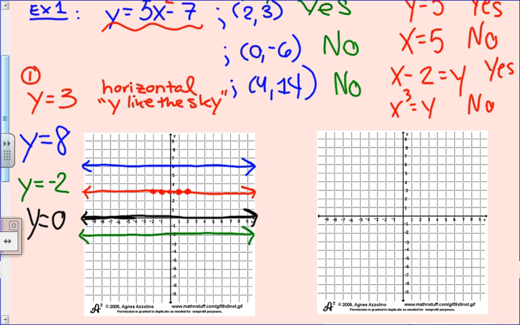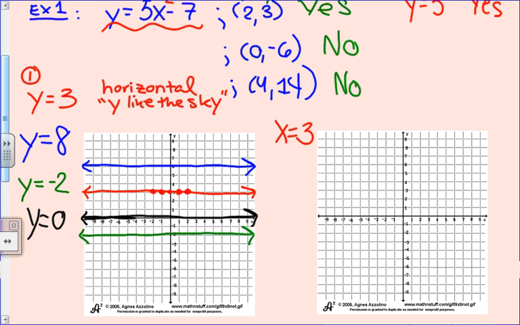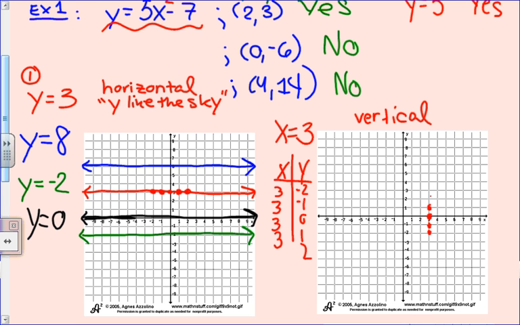Now let's move on to x equals 3. If y was horizontal, what do you think these are going to be? Vertical. And let's talk about why. If I put it on the table, so I can understand why: no matter what y is, x will always be 3. So I go 3, -2; 3, -1; 3, 0; 3, 1. You see how I'm building up to that vertical line? But again, the table is wasteful. I want you to remember that it's vertical and it goes through the x-axis, because it says x right there.